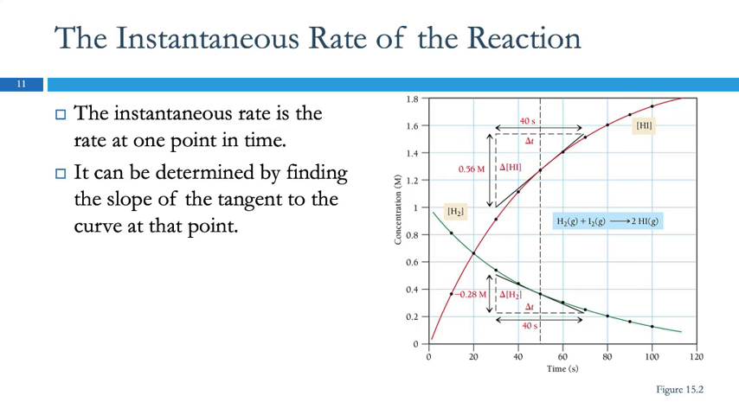So the instantaneous rate is the rate at any one point in time. And that's what we get by drawing the tangent line and calculating the slope of the tangent line. Okay? It's actually not all that useful, but that's how we would do it. I think this is where I was supposed to do the calculation. I did it early, sorry.